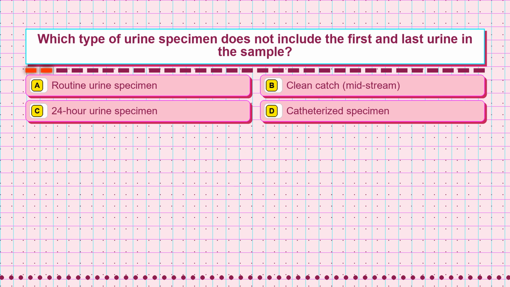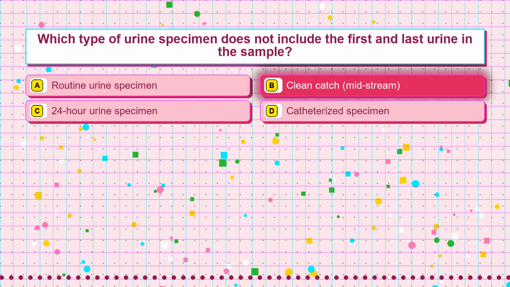Question 70. Which type of urine specimen does not include the first and last urine in the sample? Option A. A routine urine specimen. Option B. Clean catch, midstream. Option C. 24-hour urine specimen. Option D. Catheterized specimen.